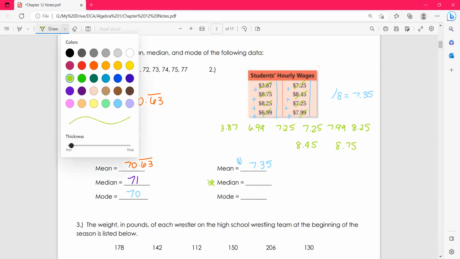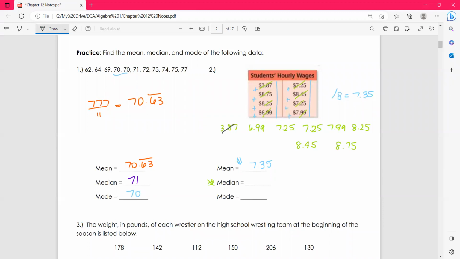And now let's cancel them out. So now I've got 3.87, 8.75. So on the far end to the other far end, 6.99, 8.45, 7.25, 8.25. Notice we've got 2 values. We need to find the middle value between the 2. Add them up, divide by 2, and we should get about 7.62. And then most often, right, that's our mode. Which one happens more than any other ones? There were 2 7.25s.